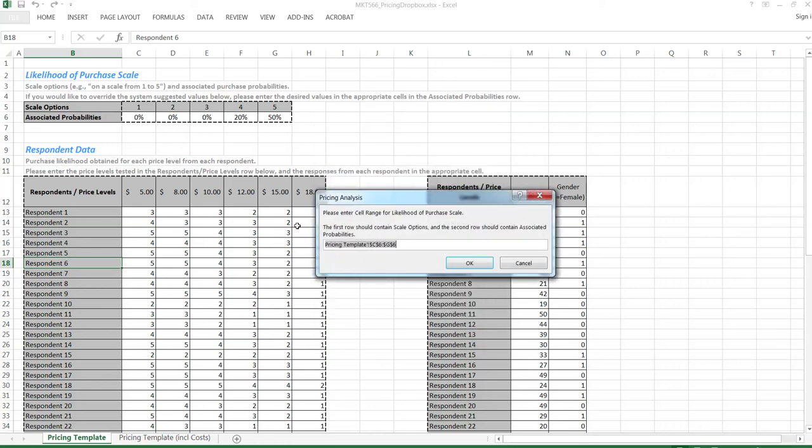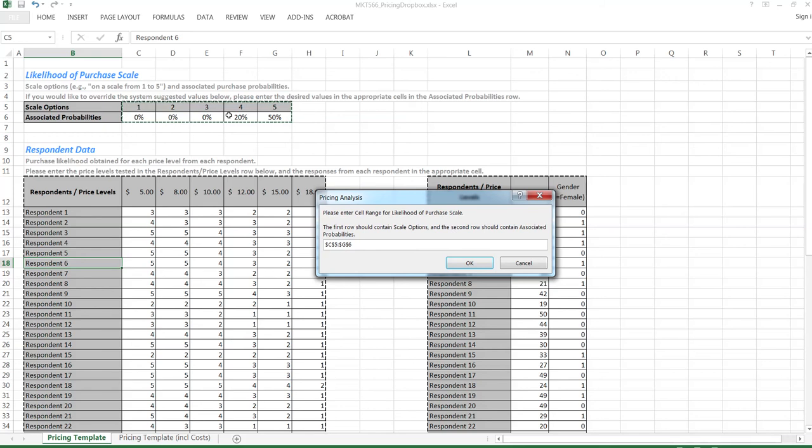Now there are two sources of inputs that MEXL will ask you for. The first is likelihood of purchase scale. Be sure to click on these two rows, the first one being the Likert scale from 1 to 5, and the second row being the corresponding associated probability with the indicated Likert scale number. So we are assigning 0 probability if the respondent responds as 1, 2, or 3.